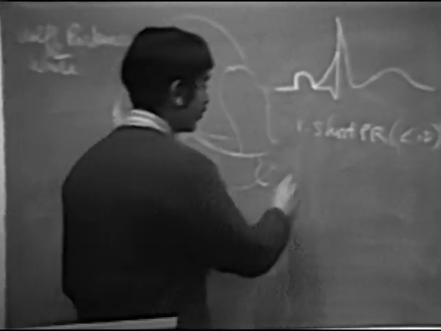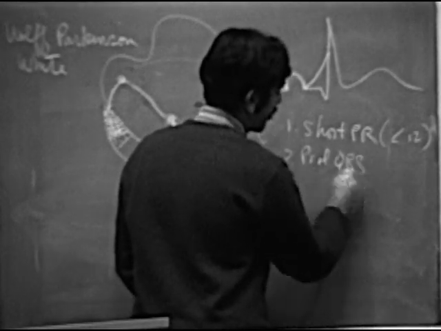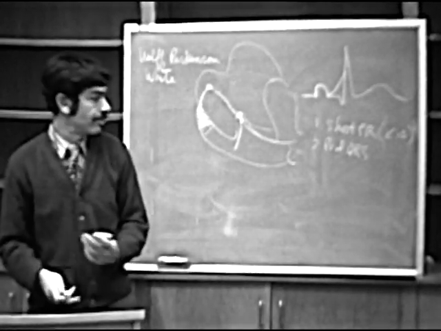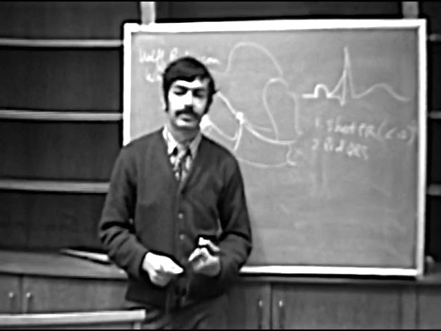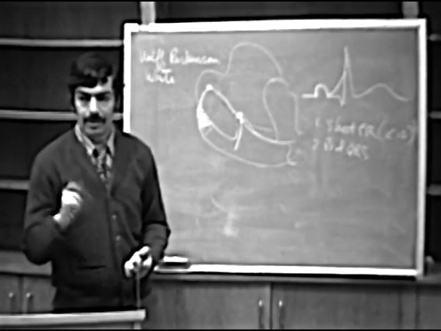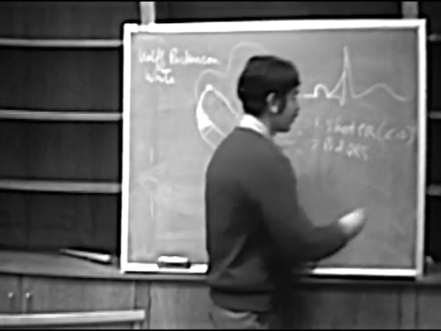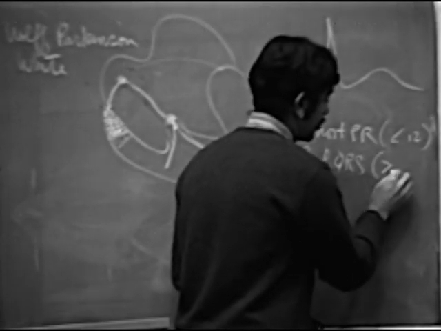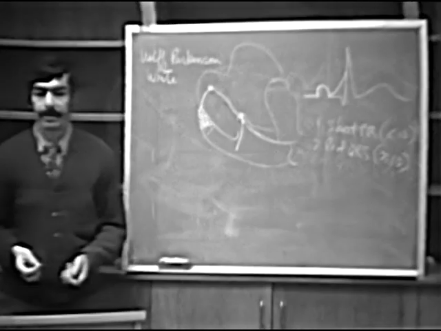Prolonged QRS, good, that's another criterion. What do we mean by prolonged QRS? No, 0.20 is the upper limit of normal for the PR. Greater than 0.10. You have to learn your intervals, otherwise you're lost. Greater than 0.10 seconds is a prolonged QRS.